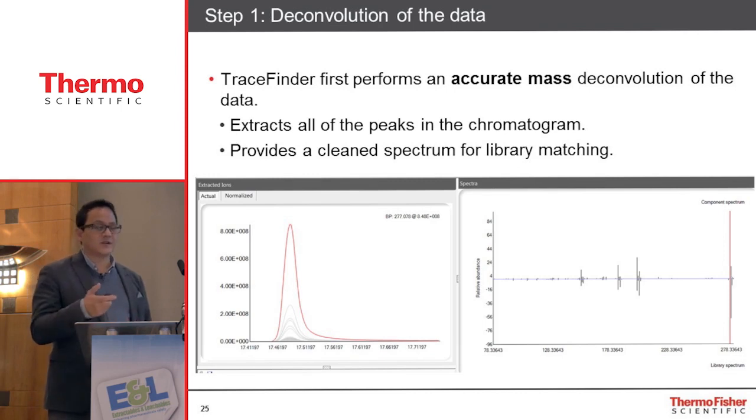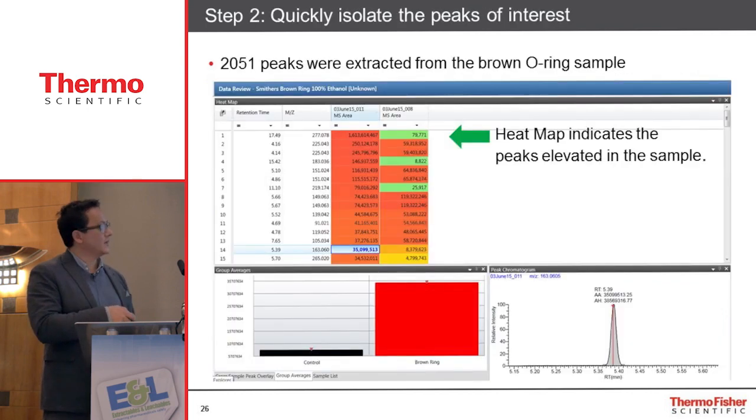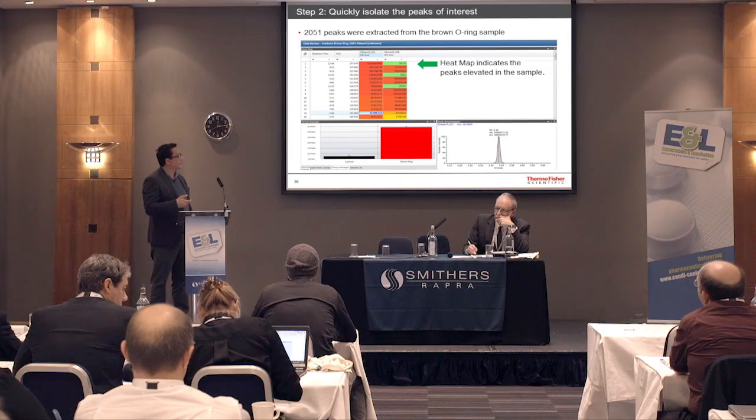The software, as I mentioned, does an accurate mass deconvolution. So all of the ions are pulled out. The retention times are all perfectly aligned, and those ions are built up into our spectrum, a nice clean spectrum. It then library searches that spectrum. But you can very easily compare series and batches of controls versus replicates of your sample.